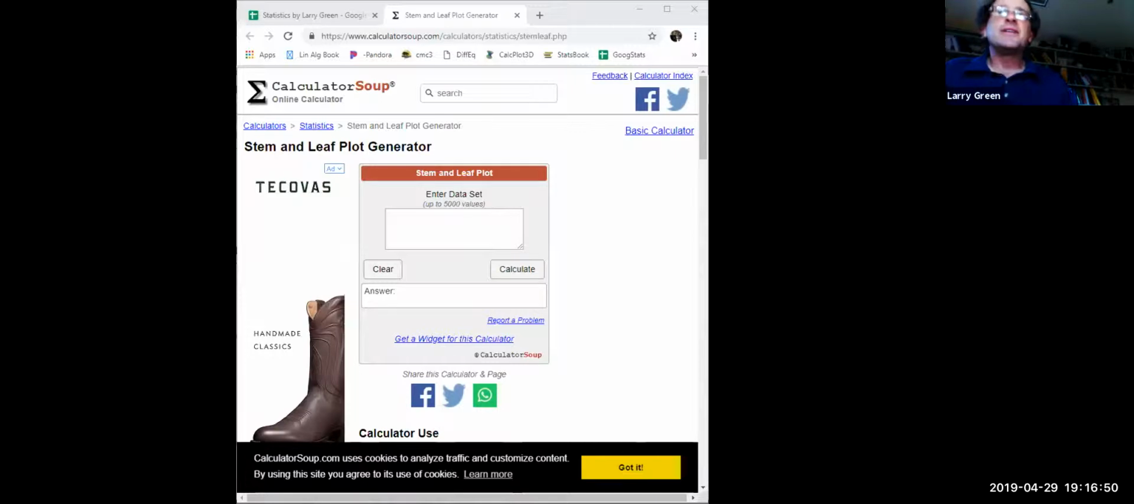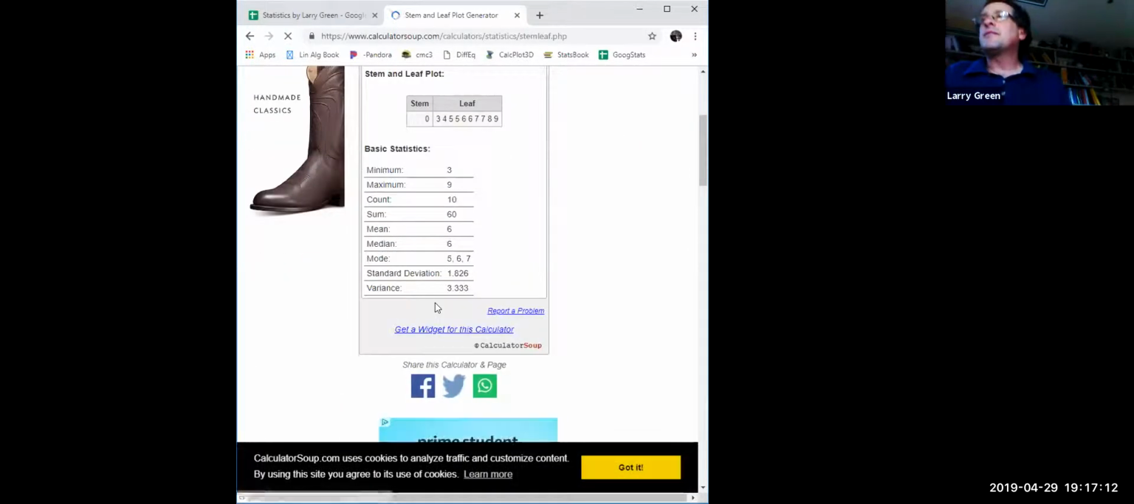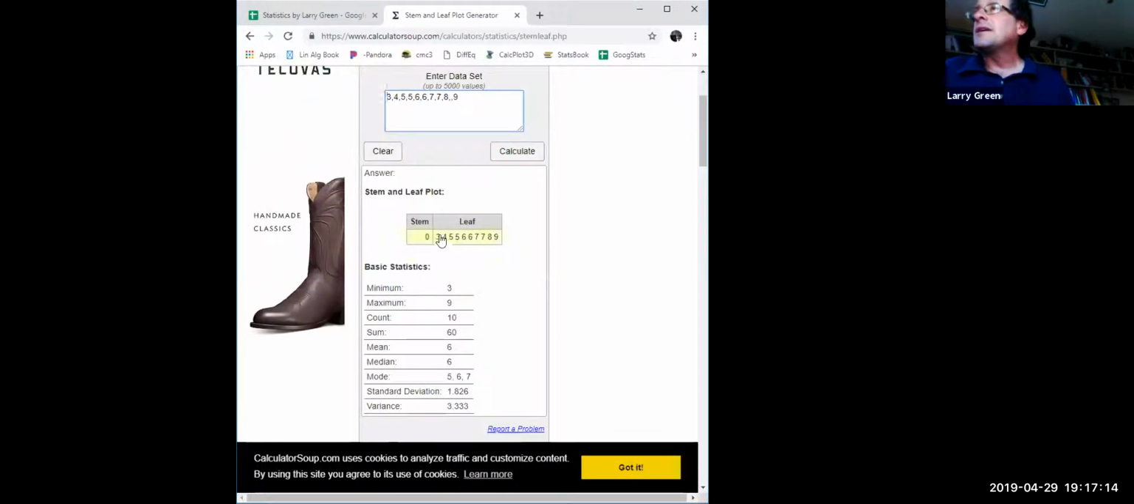So again, if you go to this, you should be able to get a stem and leaf plot. And I think you have to do it by commas. So I don't know. 3, 4, 5, 5, 6, 6, 7, 7, 8, 9. Let's see if that works. And there you go. There's not much of a stem and leaf plot for this one.